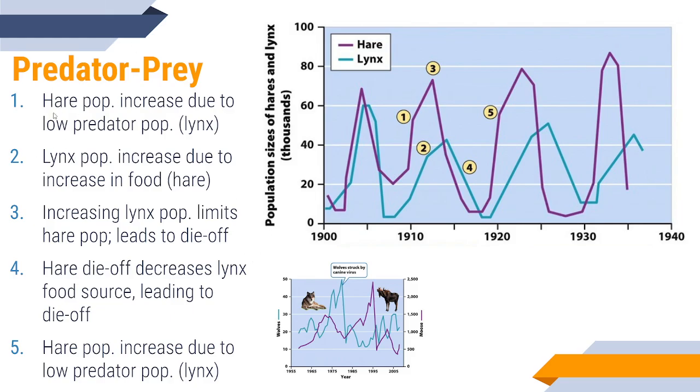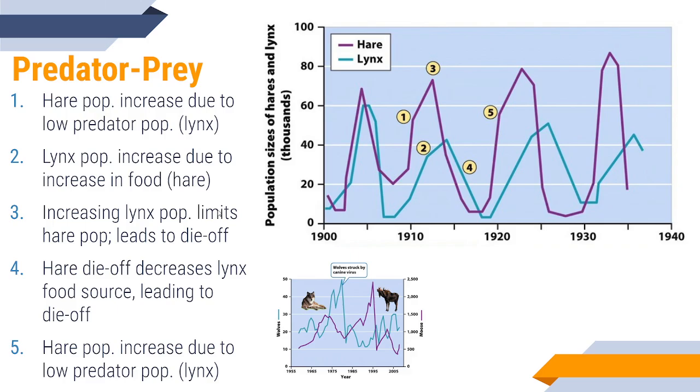Speaking of, this graph looks very much like what we'll see when we do our lab involving lynx populations and snowshoe hare populations, where we're going to see these overshoots and die-offs happen due to the predator-prey relationship.